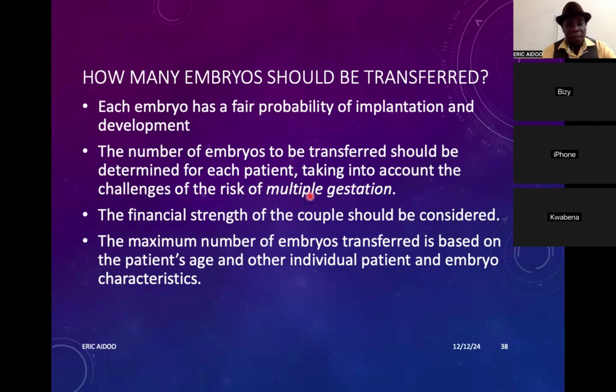Okay, and then all of them can also become successful and you have multiple pregnancies. So maybe you wanted to just get one baby and then yet they put in 4. Okay, to see that at least if some of them do not survive or become successful, you get 1 or 2. Then maybe all the 4 will become successful. Okay, so the financial strength of the couple should be considered, and then the maximum number of embryos transferred is based on the patient's age as well, and then the patient and embryo characteristics.